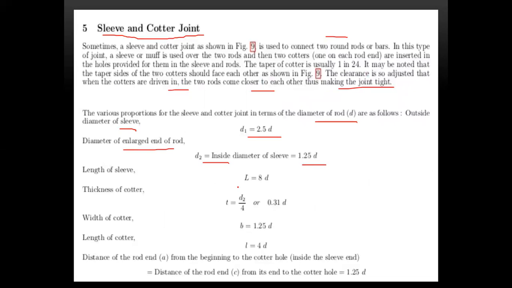The length of the sleeve L is equal to 8D. The thickness of the quarter is 0.31D. The width of the quarter is 1.25D. The length of the quarter is 1.4D.